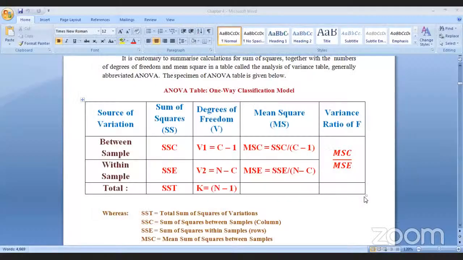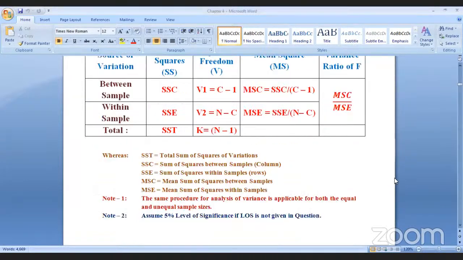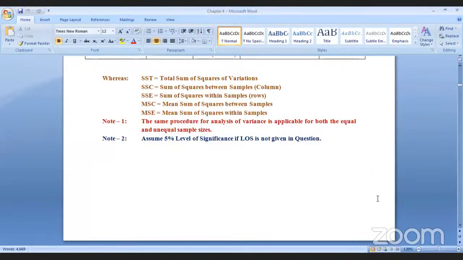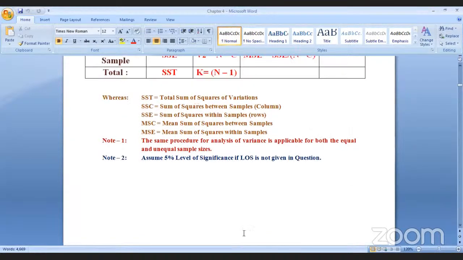Okay, please learn this one-way classification model by heart. Then only you will do the problem in the examination. And this problem is very simple and very easy. So we will see the problem. Note number one, listen here. The same procedure for analysis of variance is applicable for both equal and unequal sample sizes. Equal and unequal sample sizes, you observe.